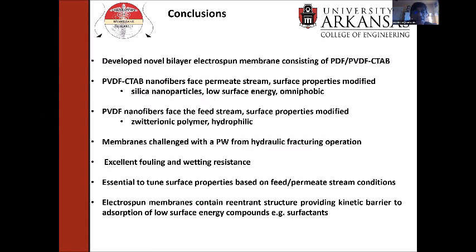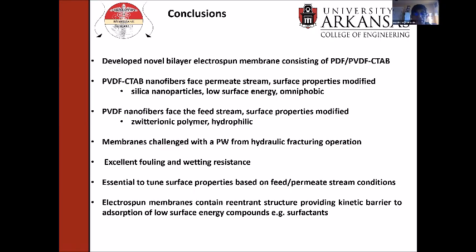So let me conclude by saying that we've developed a novel bilayer electrospun membrane consisting of both PVDF and PVDF nanofibers containing a quaternary ammonium surfactant, CTAB. The PVDF nanofibers containing CTAB were modified, on the surface that faces the permeate stream, by grafting and growing silica nanoparticles and adding fluorine for a very low surface energy omniphobic surface.